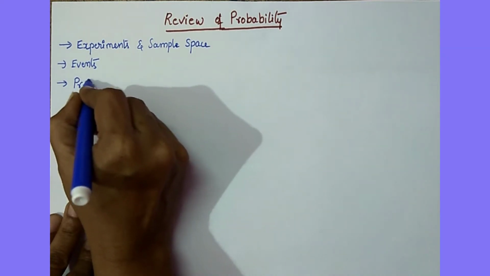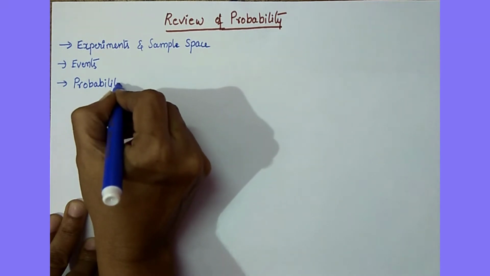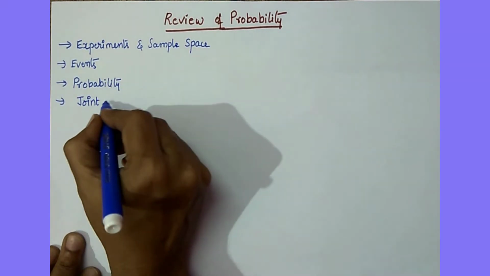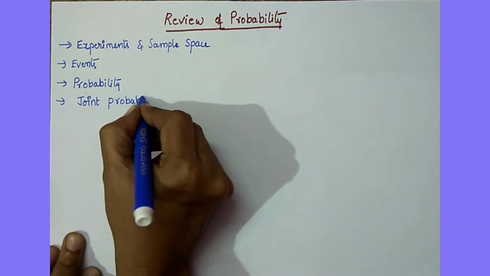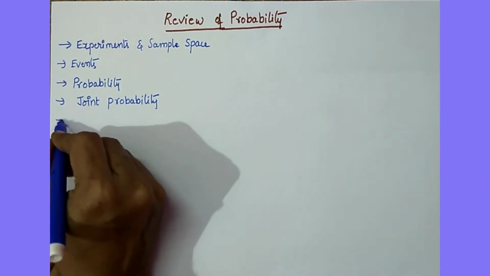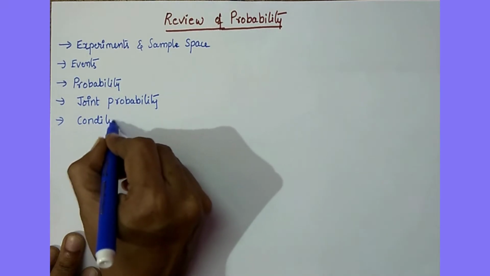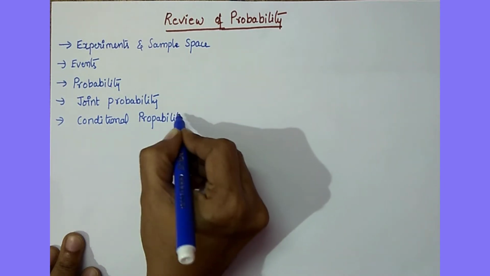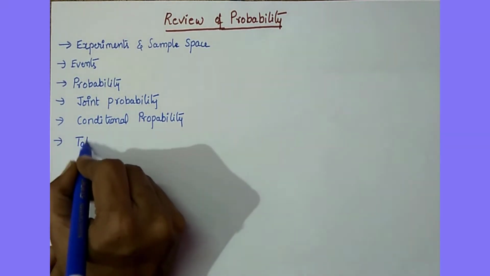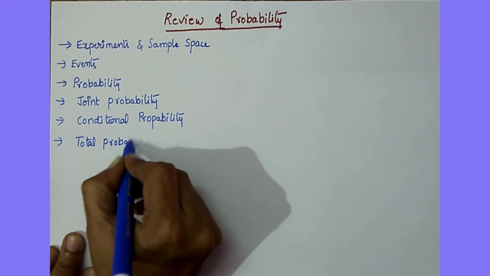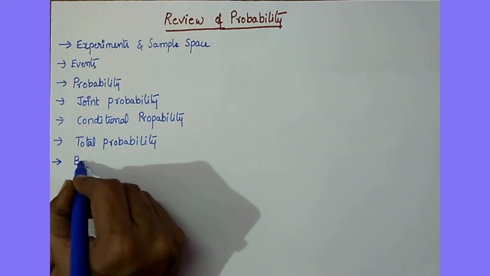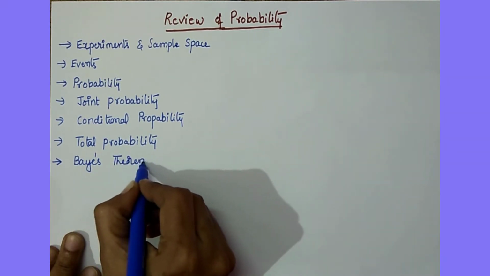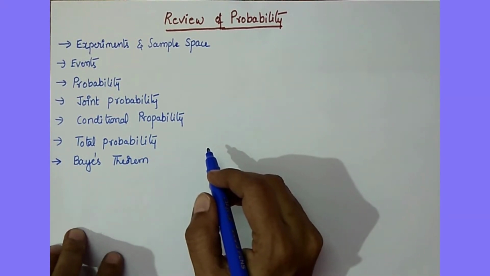Then I'm going to define and explain what is probability. Then I'll explain joint probability. Next, conditional probability. Next, total probability. Next, Bayes theorem. Okay, so these are the concepts under review of probability.